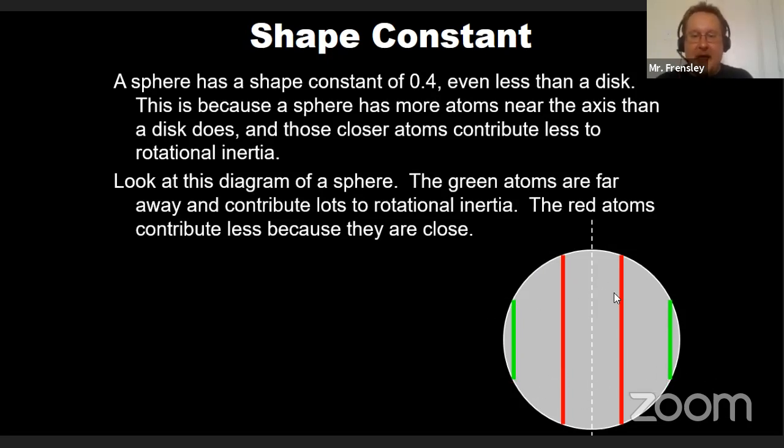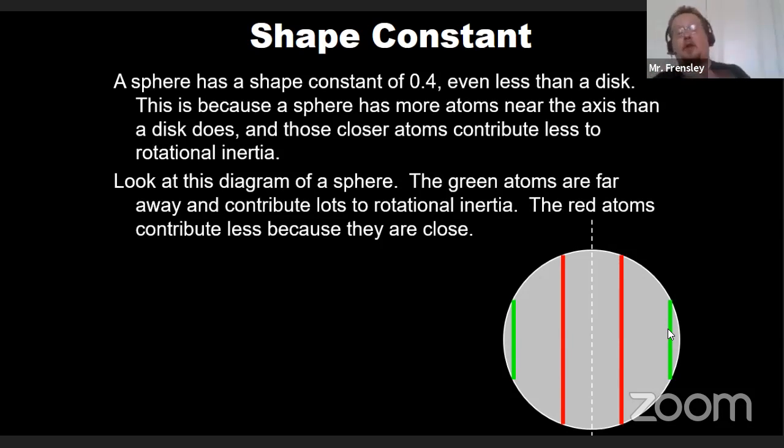They contribute a lot to the rotational inertia. But here's the problem. Because the sphere shape tapers off as it gets to the end, right? That's a sphere. Your atoms that are close to the equator that contribute a lot to the rotational inertia, there ain't as many of them as there are for a disk. So a disk has a lot of atoms around that outside. A sphere has a little tiny belt of them that's the equator.